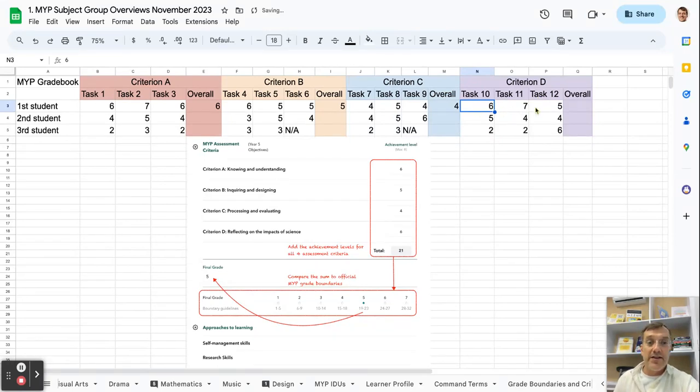Here in criterion D, they haven't hit anything consistently, but the 7 is higher than the 6, which means the 6 is the highest thing they've hit twice, so that's their overall score. All right, so let's look at the second student. A 4, a 5, and a 4 works out to a 4. A 3, a 4, and a 5, again, because the 4 has been the highest thing hit twice, is a 4.